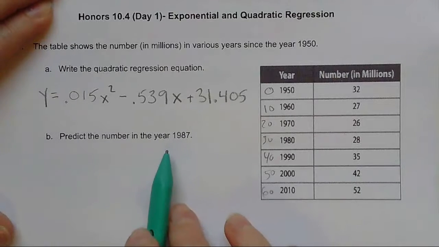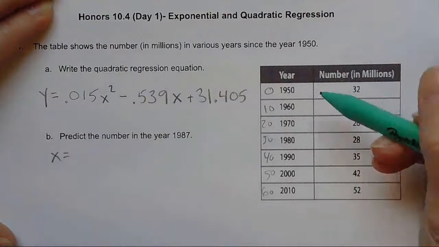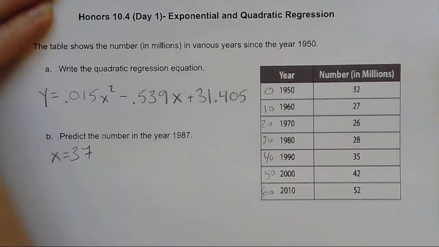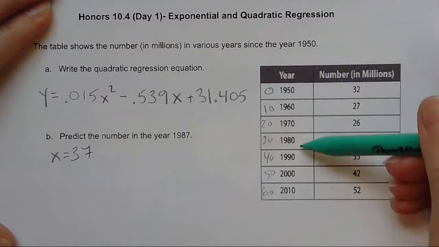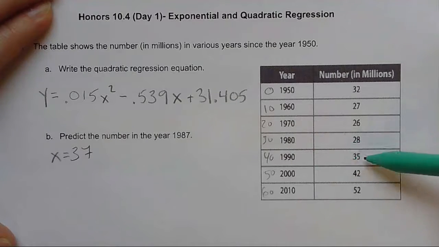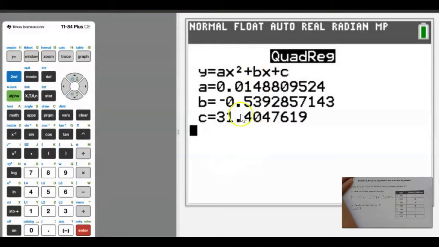The next question says, predict the year in 1987. So 1987 is going to be 37 years past 1950. We're also going to go ahead and note that 1987 is within the data here. So it's in between 1980 and 1990. So the number should be roughly between 28 and 35. Maybe not perfect, but it should be roughly in there. But let's go ahead and also just look at this graph real quick. And we can kind of cheat on this one. If you're ever doing interpolation, you can just use your trace function and find that value.